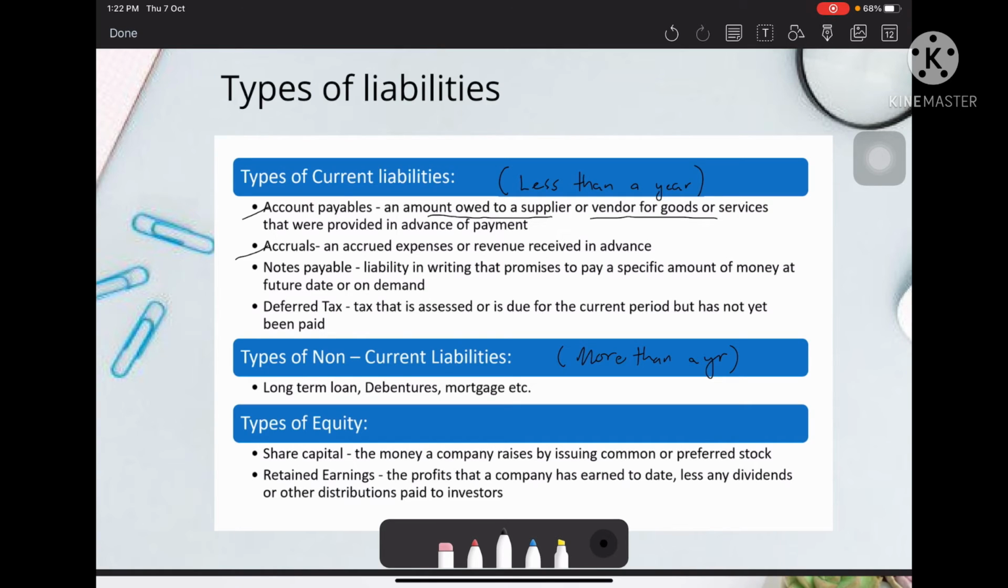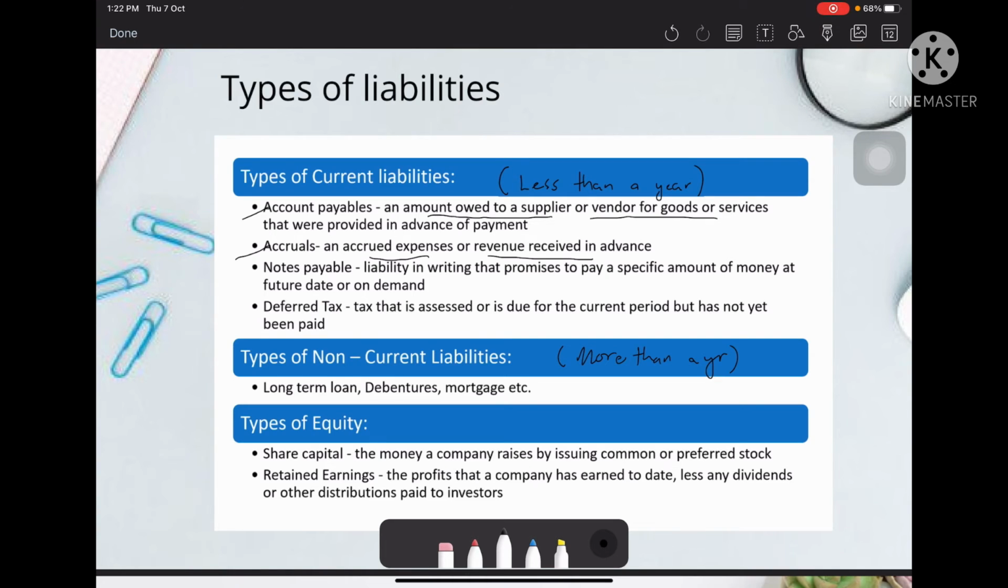And then accruals, dalam bahasa Melayunya ni tunggakan. So accrued expenses are the expenses incurred but not yet paid. And or revenue received in advance. The revenue received in advance maksudnya the revenue received but not yet earned. So for example, the tenant bayar rental sepatutnya sampai bulan 12 tapi dia bayar sampai bulan 3 tahun depan. So we receive in advance, so it becomes our liability.